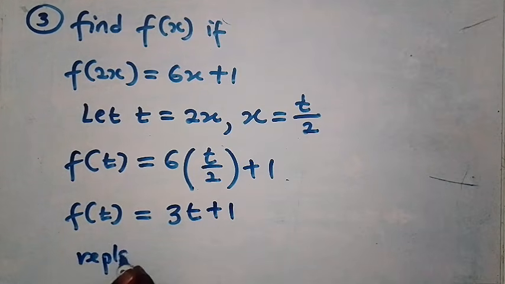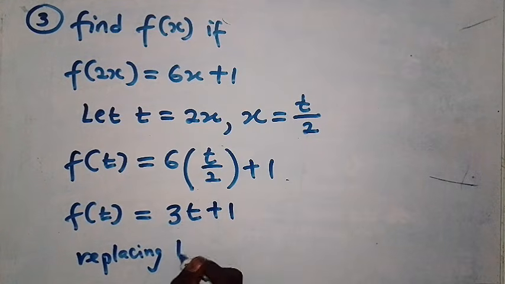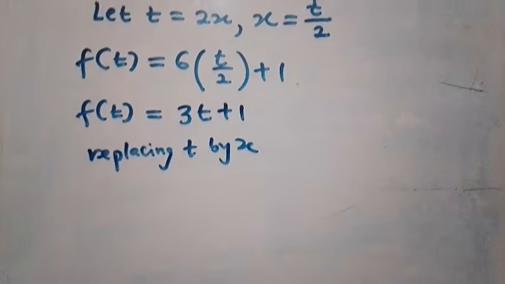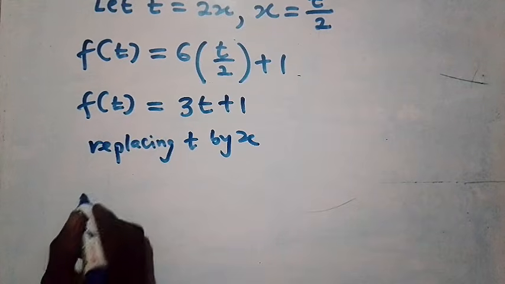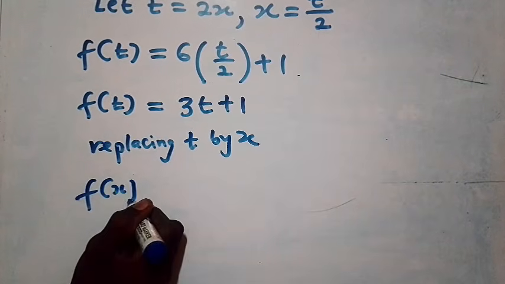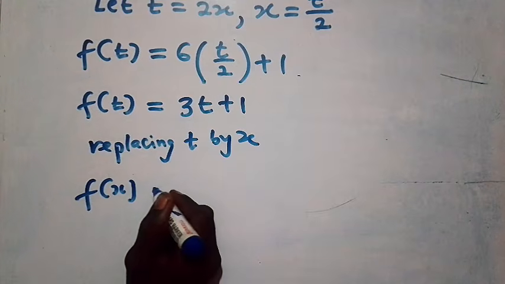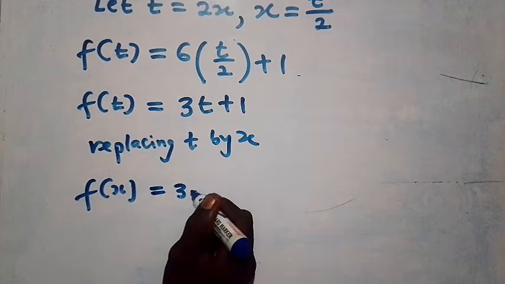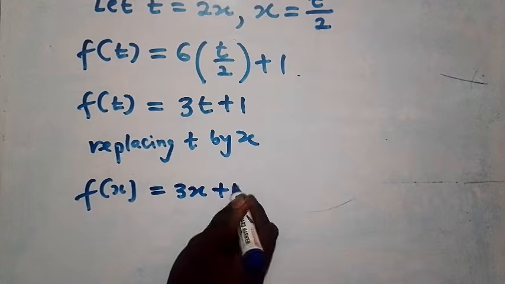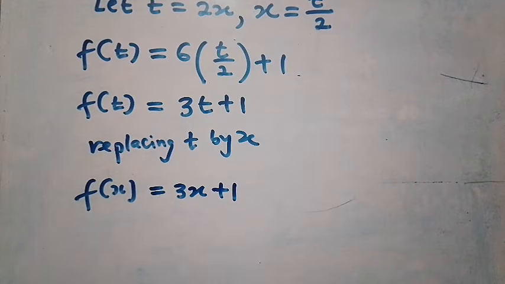Replacing t by x, then we have f of x. The actual question says we find f of x. F of x will now be equal to 3x plus 1, and this will be our answer.